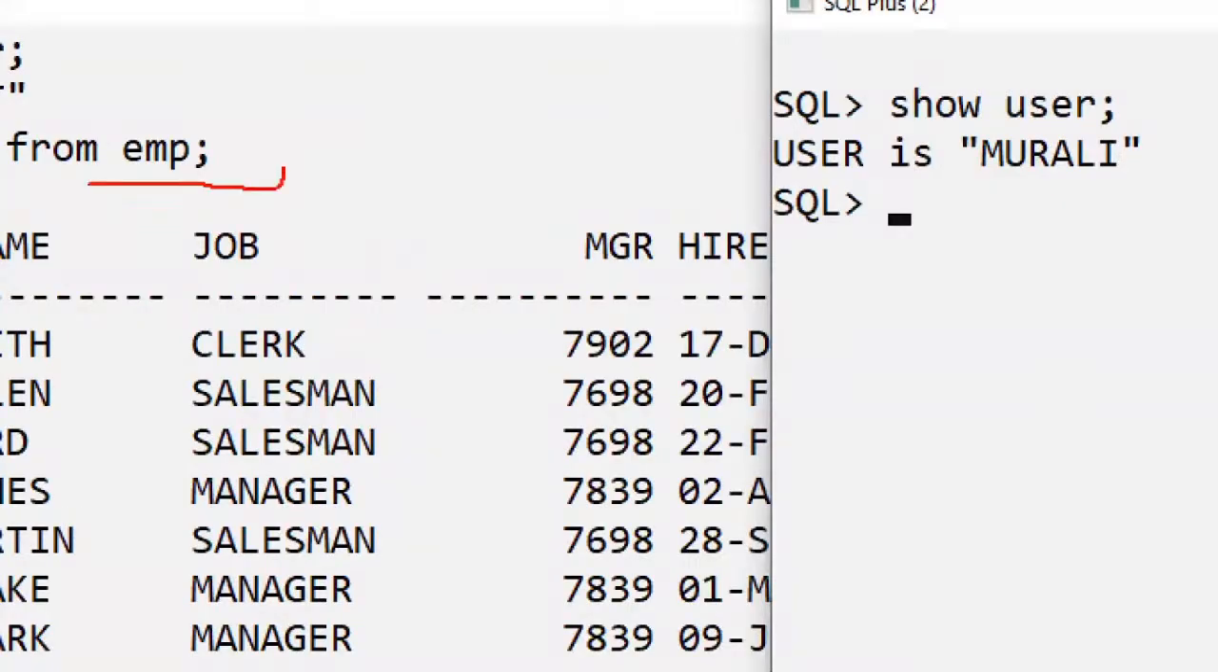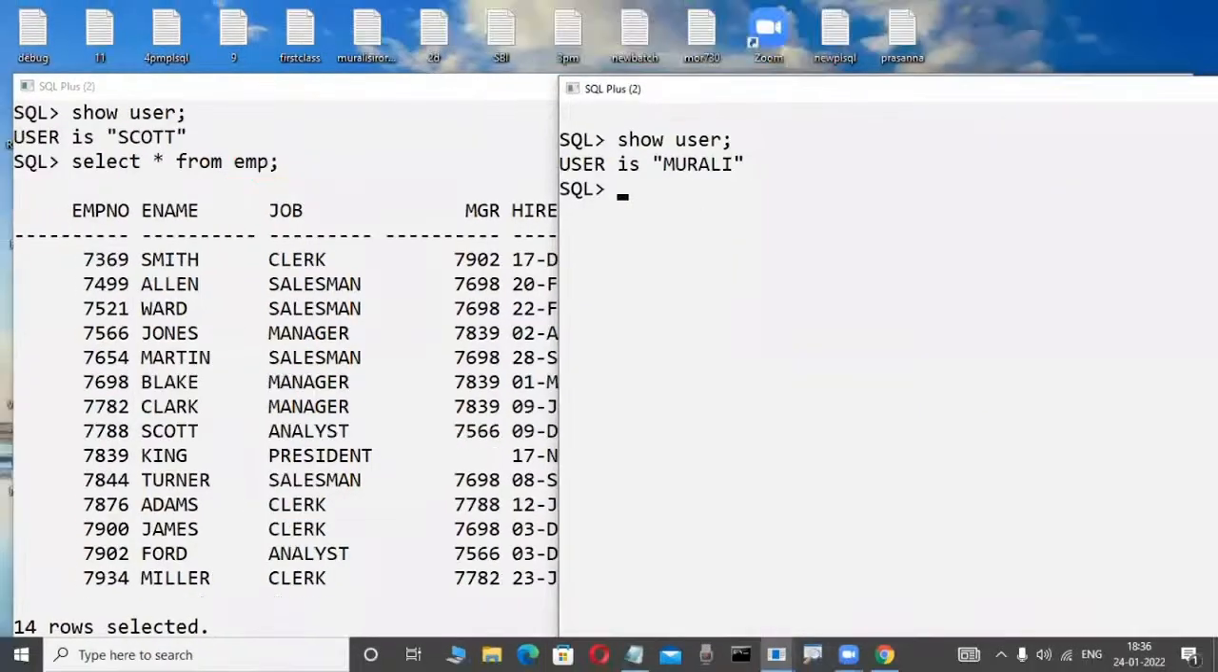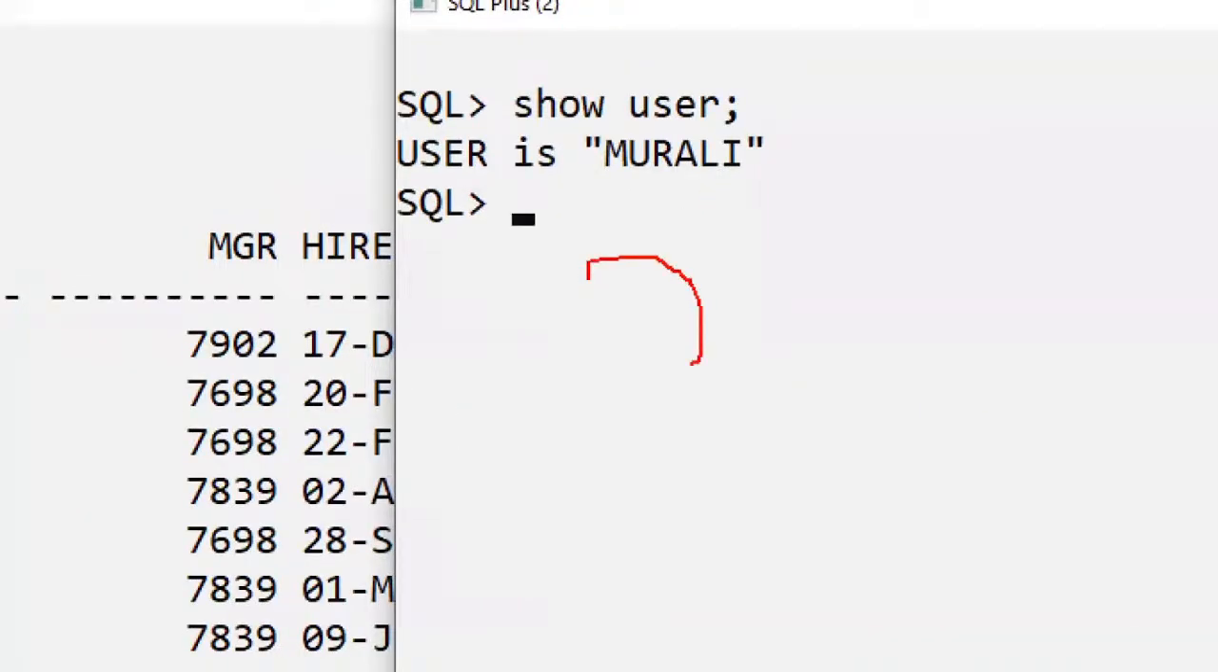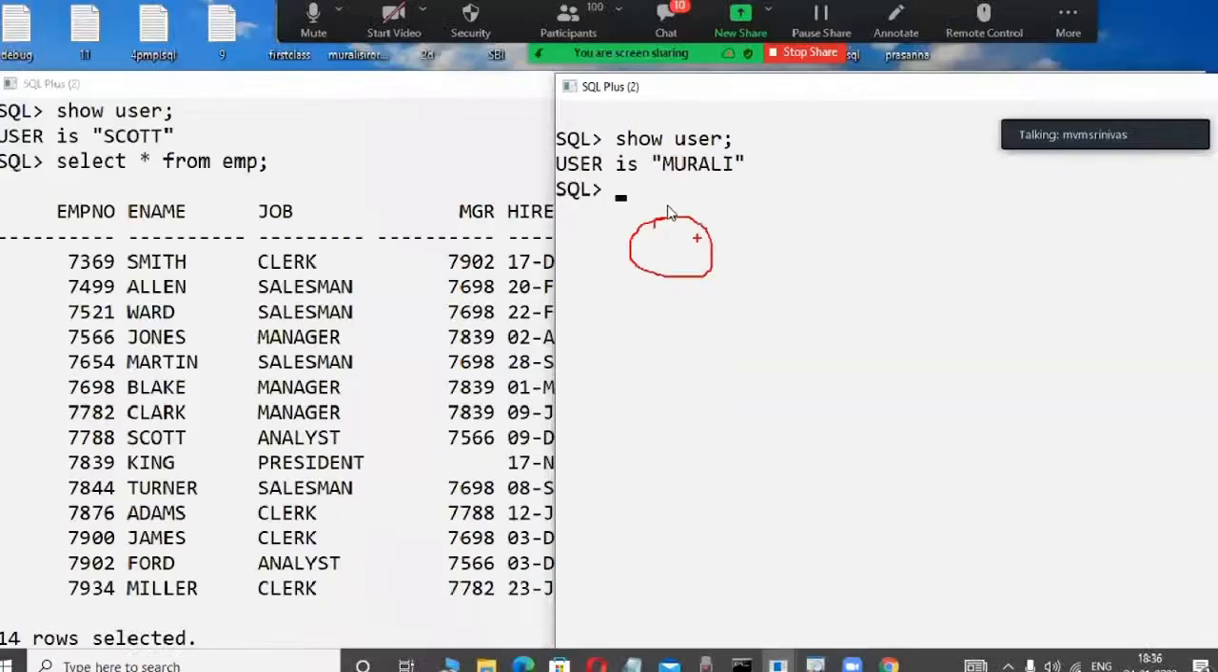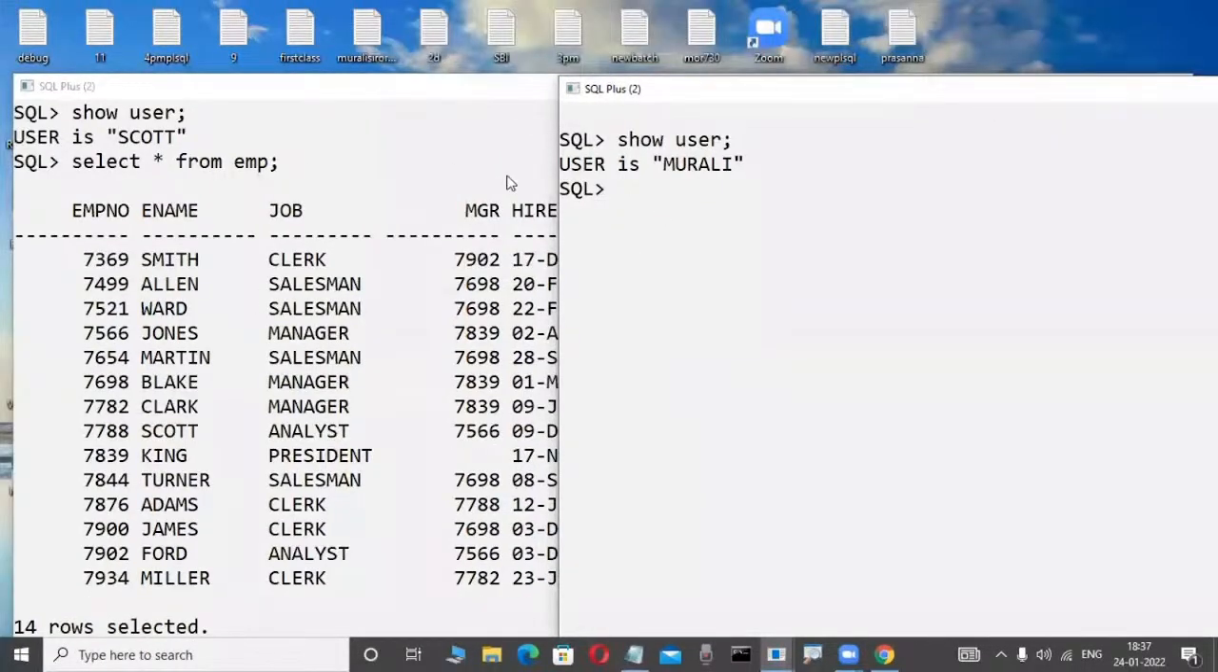I'm not talking about the user, but which table the employee has: the EMP table, with employee details. Morali does not have this EMP table, for example. Now this Morali user is using this Scott user table. Some commands are there, the SQL language in the future, for example select star from EMP.